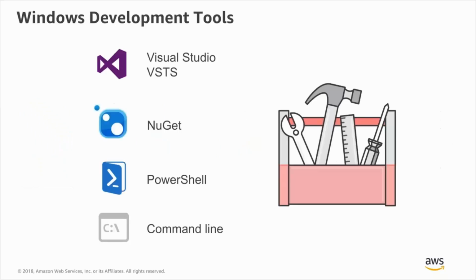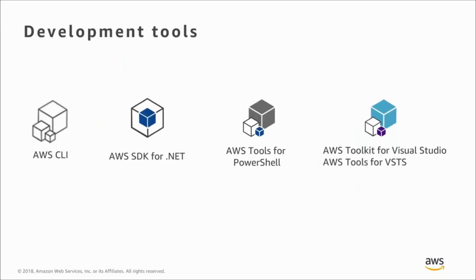So with Windows development tools, if you talk to any Microsoft developer, they're likely going to tell you these are their tools in the toolbox. Visual Studio is a very common and popular integrated development environment. There's VSTS, which is Visual Studio Team Services. It's a fully managed application lifecycle management solution running on the cloud. NuGet, which is a package management system, PowerShell, and the command line. And so these are the tools that make up that typical Microsoft developer toolbox.